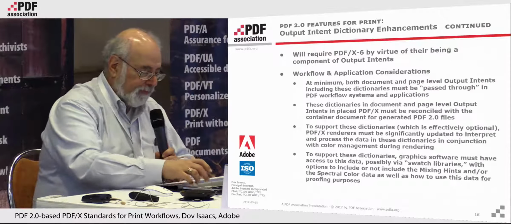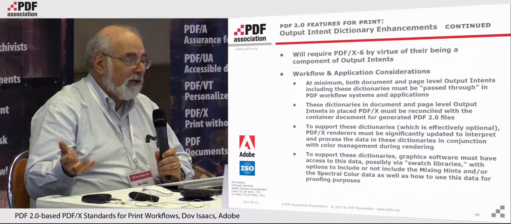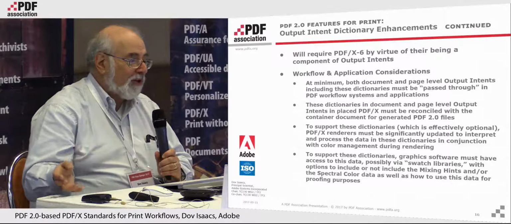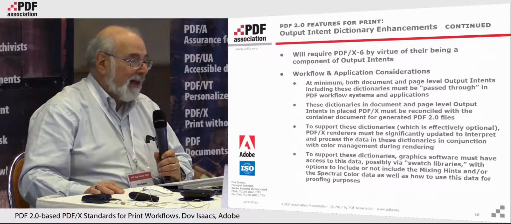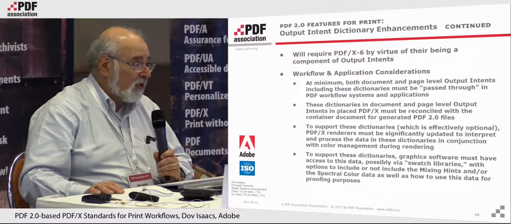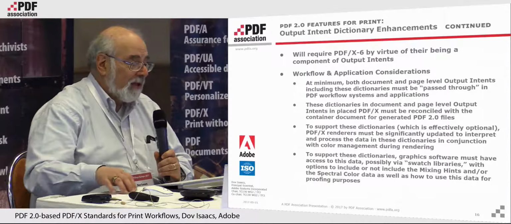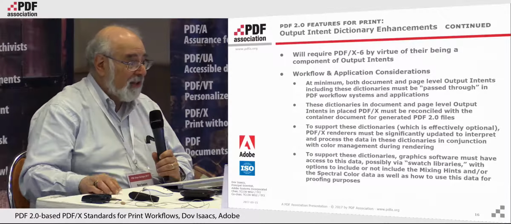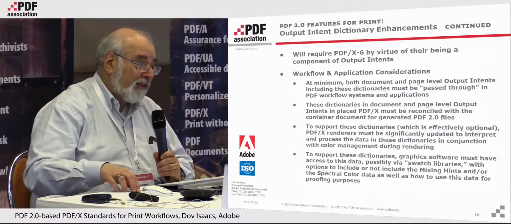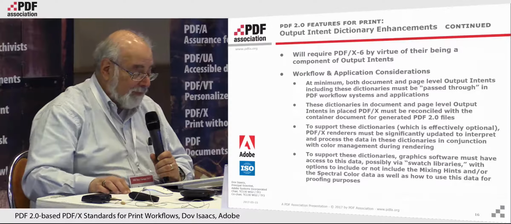Okay, what will it require for the output intent dictionary enhancements? Well, it requires PDF/X-6 because PDF/X-4 is based on PDF 1.7 and it doesn't know what these things are at all. Considerations in the workflow: you have to pass this information through, just like the page-level and the document-level output intents. You have to reconcile maybe some conflicting definitions of things coming in versus what you have in the rest of your document.